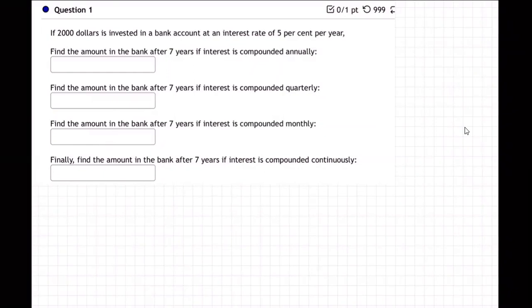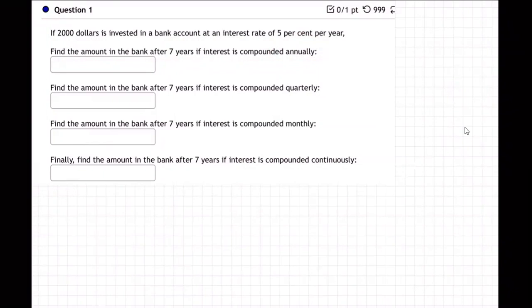Well, financial situations use them a lot. So if you take $2,000 and you invest in a bank account at 5% per year, find the amount in the bank after 7 years if interest is compounded annually. Okay, so I need to give you the formula for that.